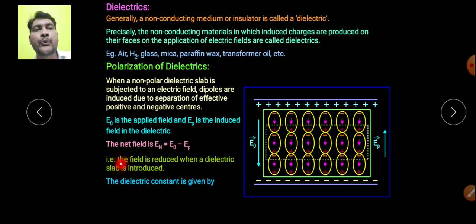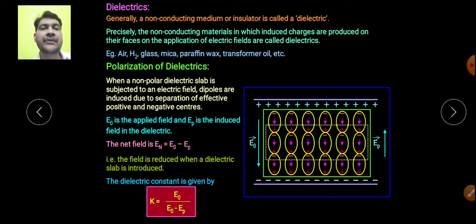So this is a very important statement that electric field gets reduced when a dielectric slab is introduced. If you place a dielectric slab between the plates of a capacitor, suppose these are the plates of a capacitor, and you put a dielectric slab between the plates, then electric field reduces, because when this dielectric slab was not there, then electric field was E naught, and if you place this dielectric slab, then a reverse electric field is generated, EP. Then net electric field between the plates becomes E naught minus EP.